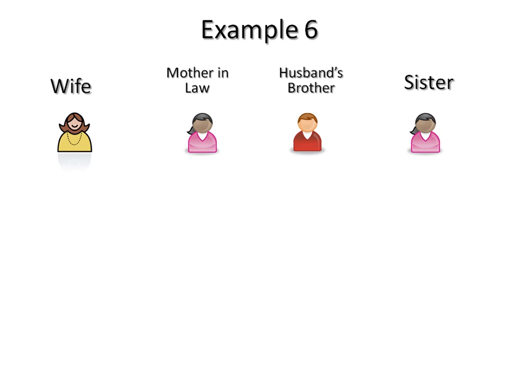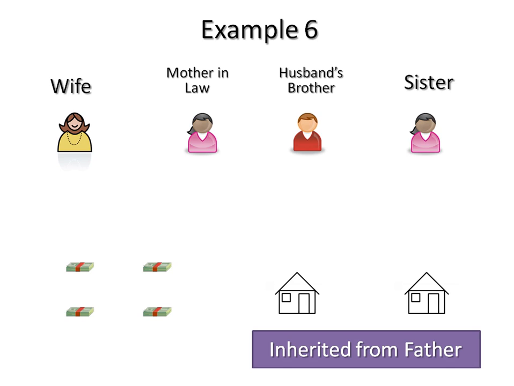Now the sixth example is something which will teach you more on this. Let us say that this wife, her husband is dead, her children are dead, or whatever be the case, but they are not in the scene, and her mother-in-law is there, her husband's brother or brother-in-law, you can say, is there, and his sister is also there. Now this sister is a real sister of this lady. So there are 4 bundles of cash and 2 houses which are inherited from father. Now you can see that because this woman is in question, there is no one in the first layer. That is, there is no husband, there are no children and there are no grandchildren.